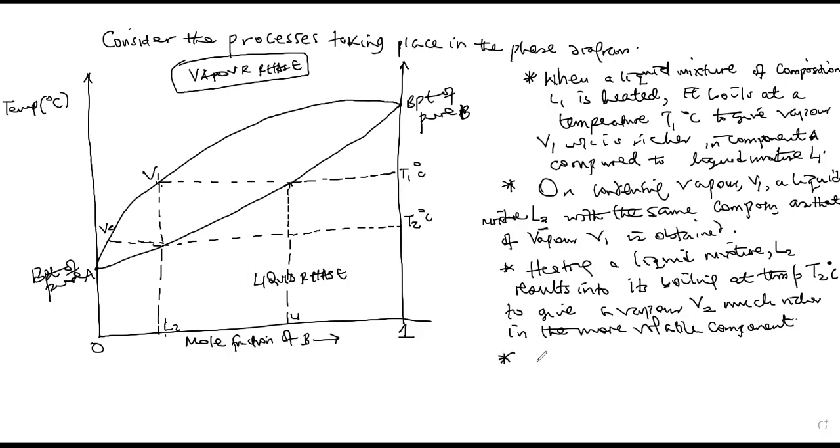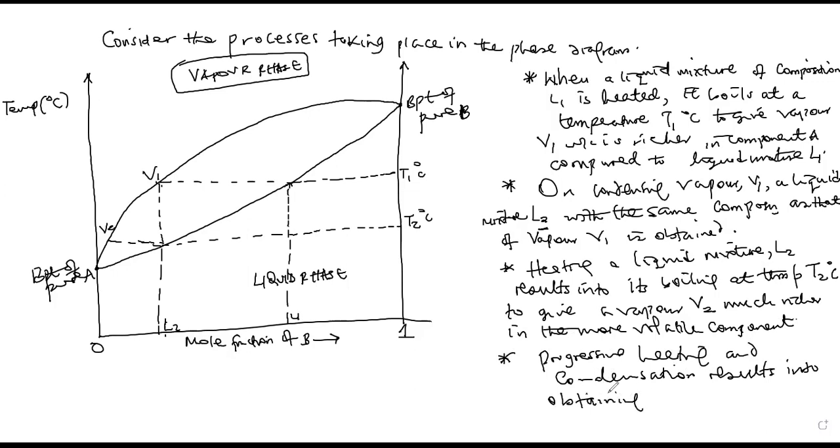So we shall realize that progressive heating and condensation results in obtaining pure A as the distillate and pure B as the residue.